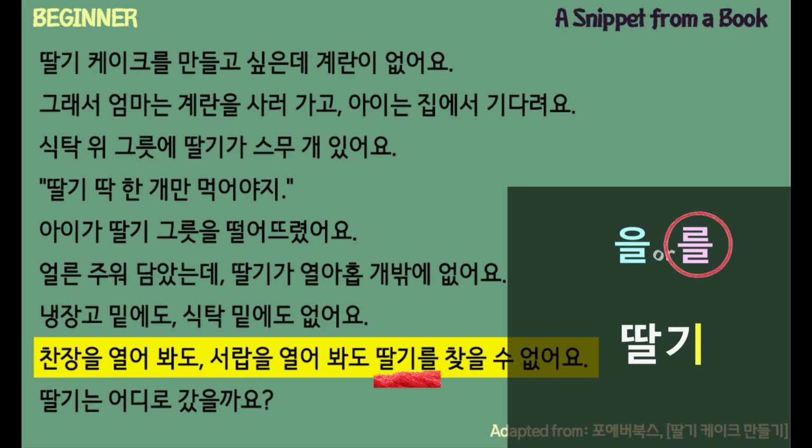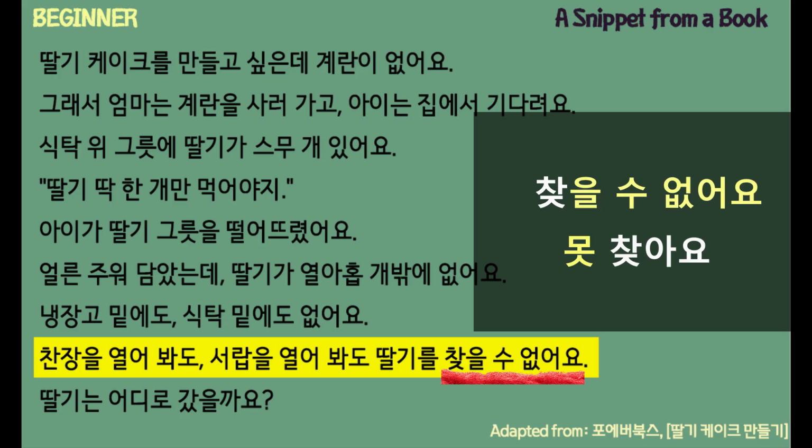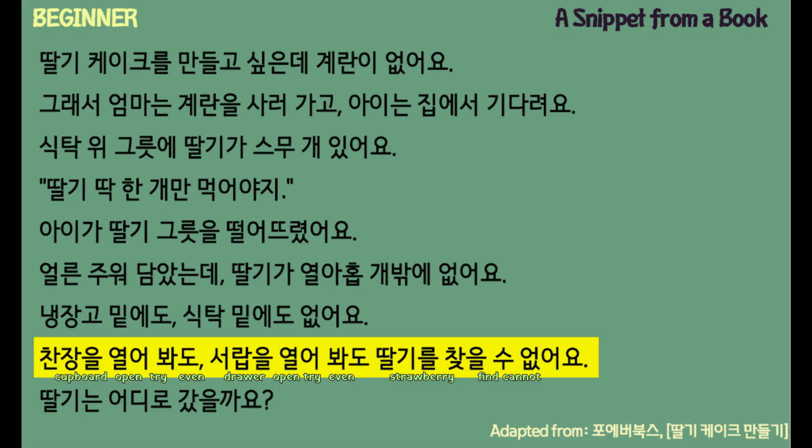The final part is 딸기를 찾을 수 없어요. The verb 찾다 can mean to look for or to find. The grammar pattern 을 수 없다 means cannot. You might already know the word 못, which also means cannot. If you compare 못 찾아요 and 찾을 수 없어요, 못 찾아요 is the shorter form and it is used much more frequently in everyday spoken Korean because it is more concise. However, 찾을 수 없어요 is also perfectly natural to use in daily spoken Korean. So, this sentence means even if the child checks the cupboard and the drawer, he cannot find the strawberry.